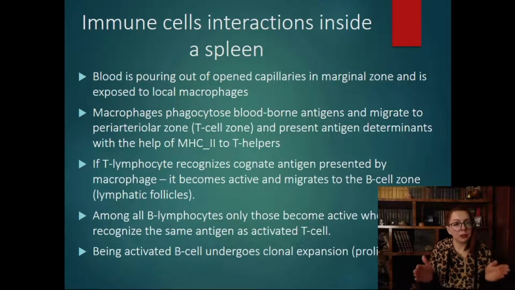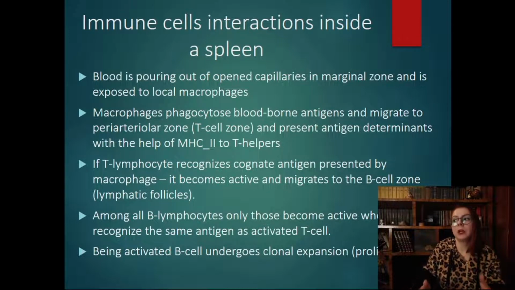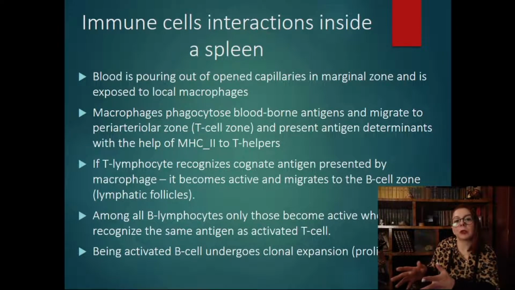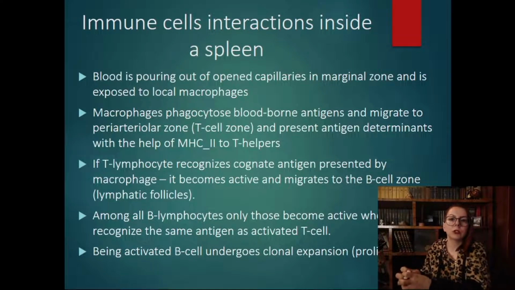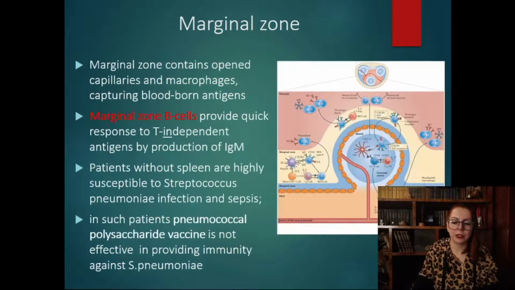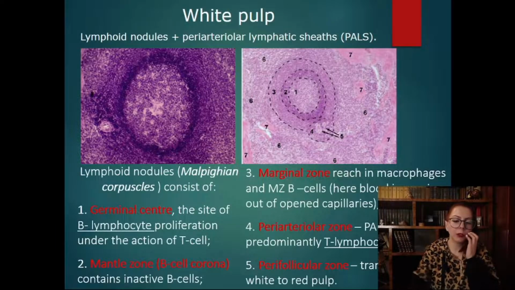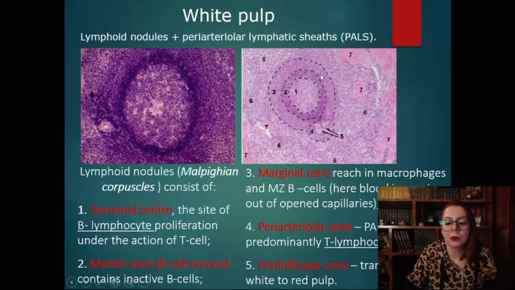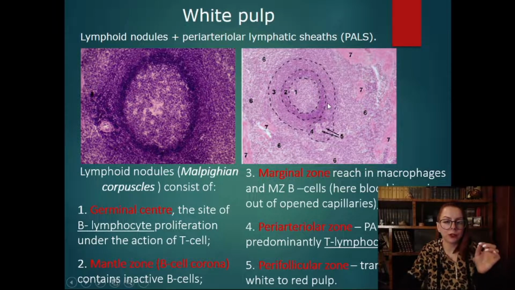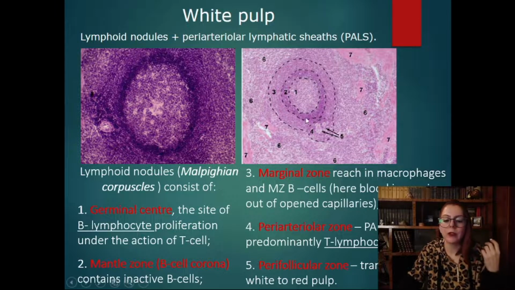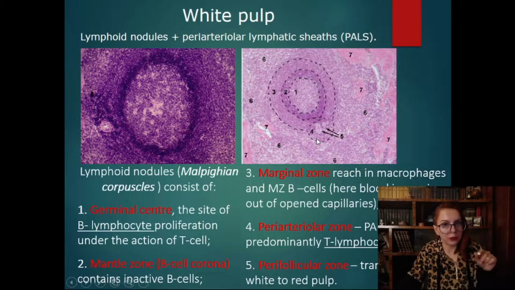So what happens in the spleen? Blood is brought through opened capillaries to the organ. Then in the parenchyma of the organ, all blood-borne antigens are captured by local macrophages. Macrophages, let's return back. Here we have the marginal zone. From the marginal zone, macrophages that have captured antigens migrate to the T cell dependent zone, which is number 4. This is the periarteriolar zone. Here T cells are located.